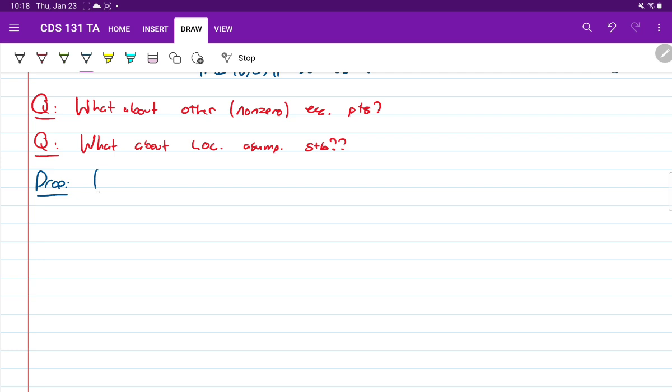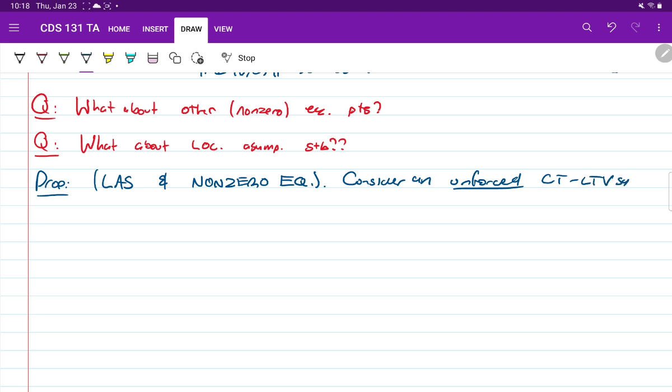So, proposition, which we'll call local asymptotic stability and non-zero equilibria. We'll say consider an unforced continuous time linear time varying system. Then what do we have? Well, first we have local is equivalent to global, right? So an equilibrium point xe equals 0 is globally asymptotically stable if and only if it is locally asymptotically stable, okay? So that's the first point.